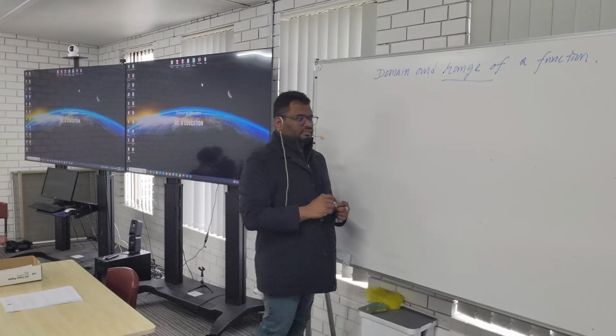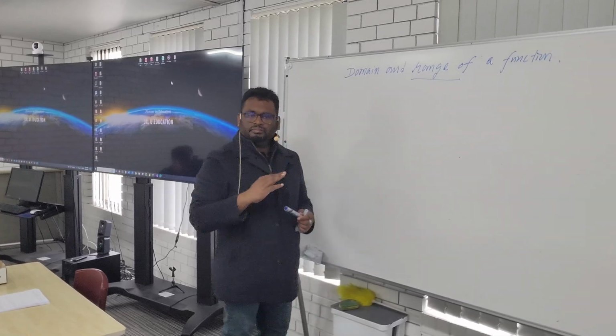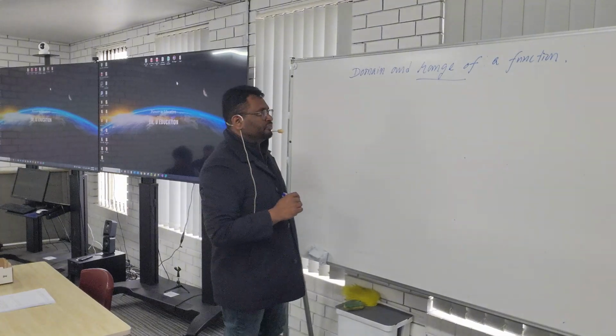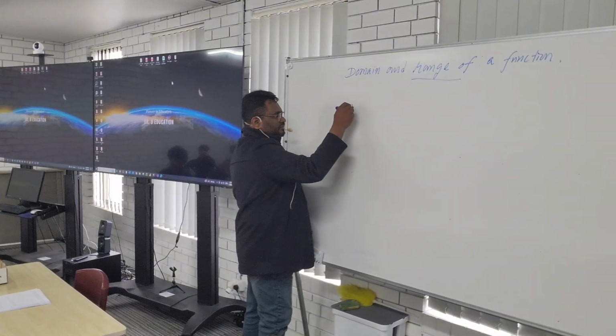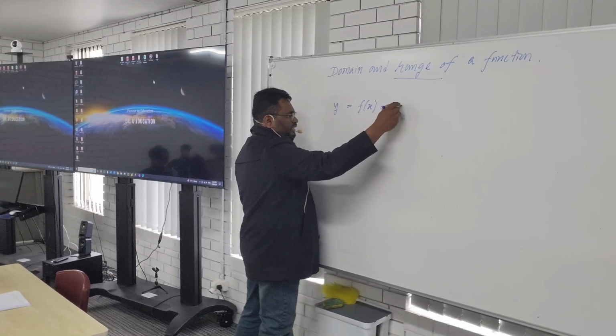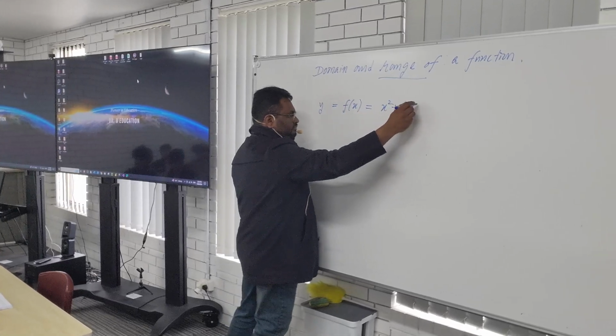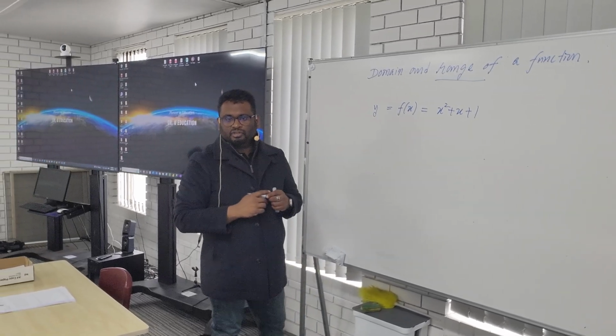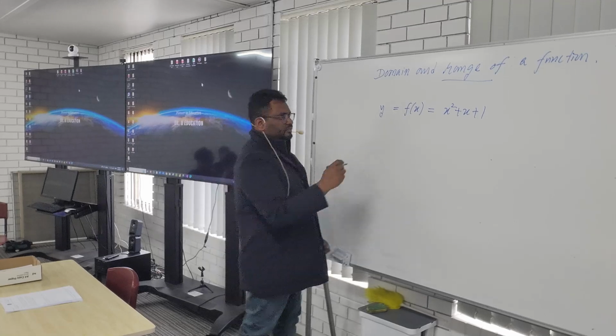Before I discuss this, I'm going to go through everything from the beginning. You can take the opportunity to learn everything from the start. If I write y is equal to f(x) is equal to x squared plus x plus 1, what would be the independent variable here and what would be the dependent variable here?